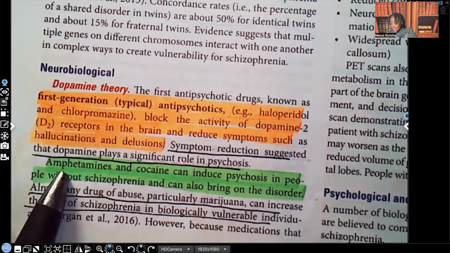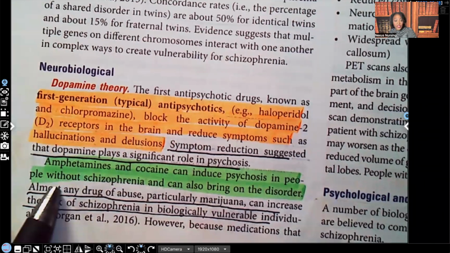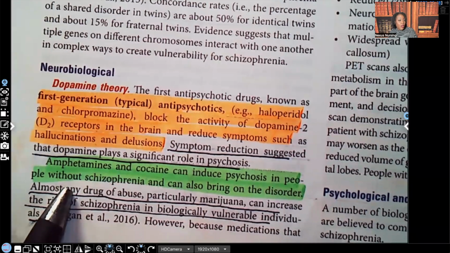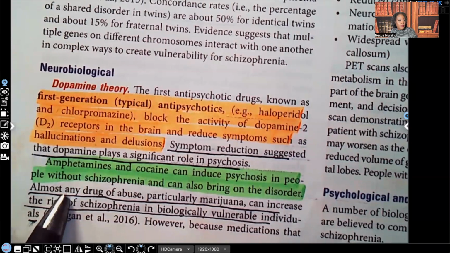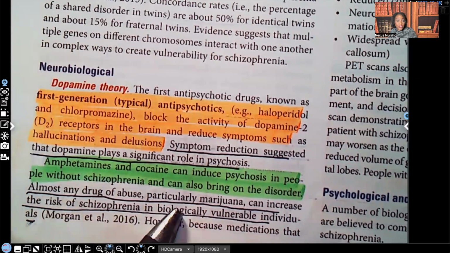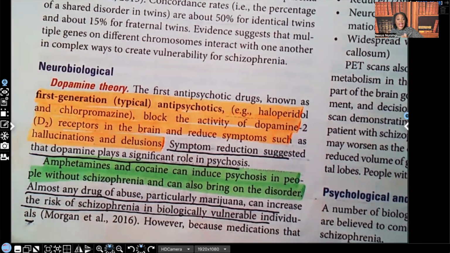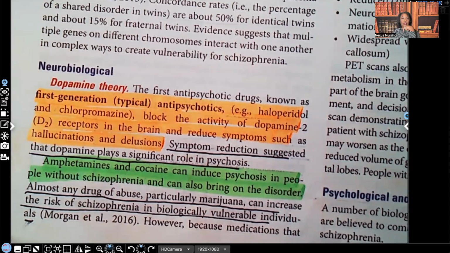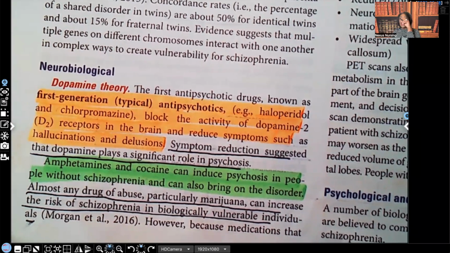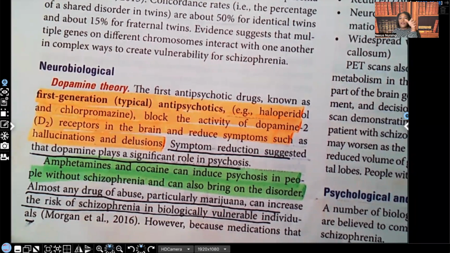Amphetamines and cocaine can induce psychosis in people without schizophrenia and can also bring on the disorder. Almost any drug of abuse, especially marijuana, can increase the risk of schizophrenia in biologically vulnerable persons. And that's why you should ignore when people say, oh, well, marijuana came from the earth, it's not harmful. It does have the potential to be harmful. We have to be careful with that, okay?